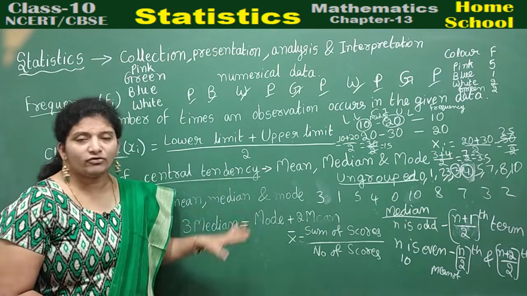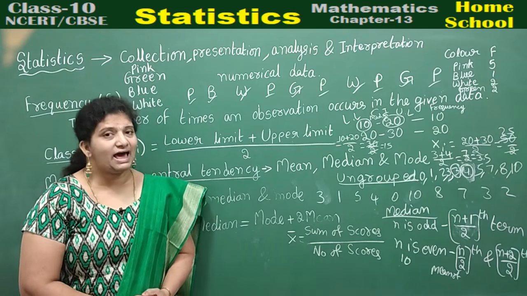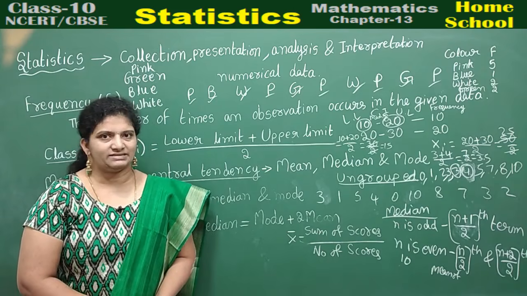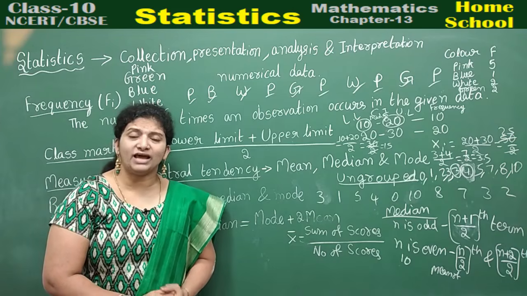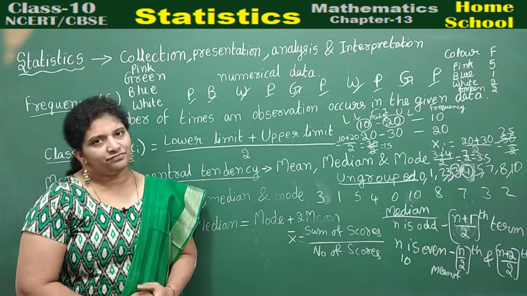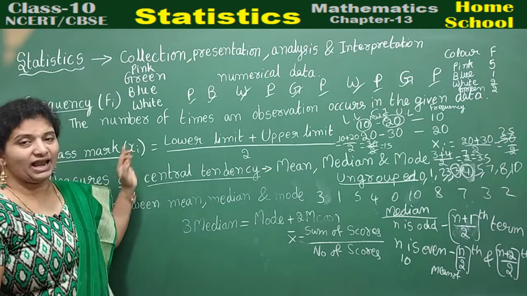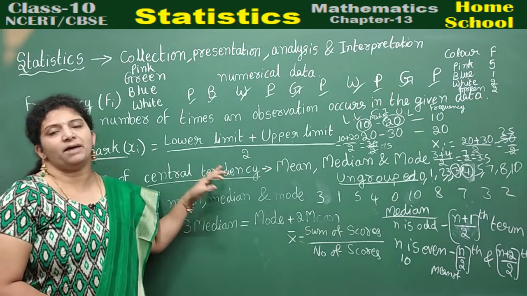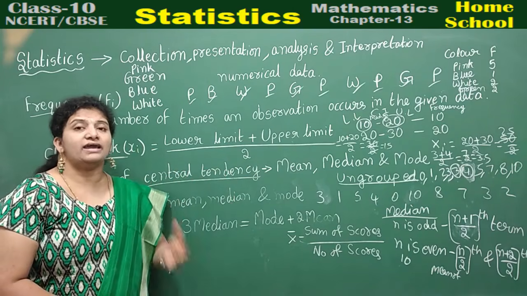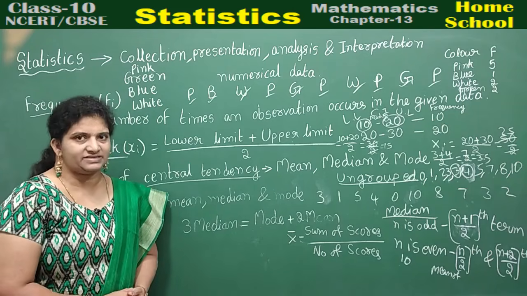Okay, let's have a recap of this board. What is statistics? The collection, presentation, analysis, and interpretation of data is called statistics. Frequency: the number of times an observation occurs in a given data is called the frequency. It is represented by f. Class mark is (lower limit plus upper limit) by 2. We can represent it by Xi, or Xi can represent a score also. For scores, I can say x.